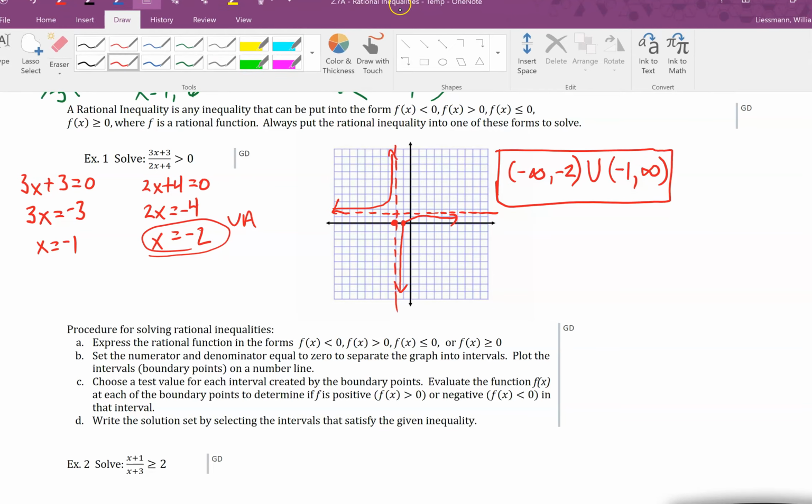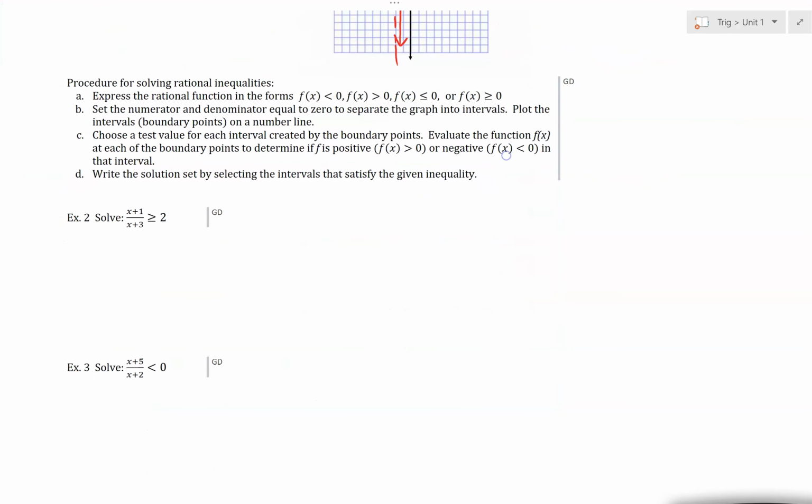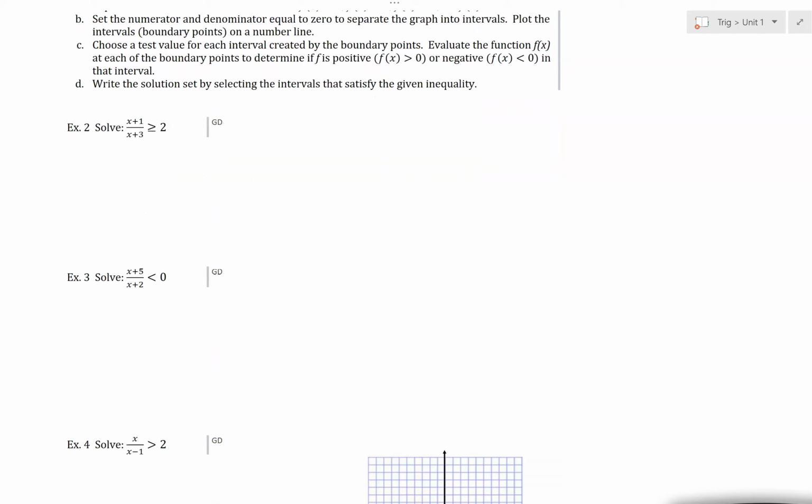In terms of doing these problems, it's very similar to that. Procedures: express them as 0 on one side. Set the numerator and denominator equal to 0 to separate the graph into intervals. Plot the intervals. Choose a test value for each interval created by boundary points. Evaluate the function f of x at each of the test values to determine if it's positive or negative. Write the solution. So, same idea as what we did.